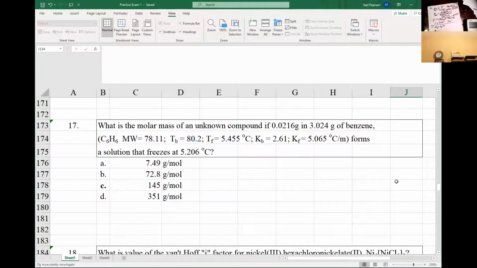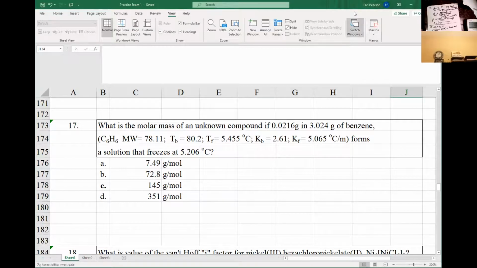So delta T is 5.455 minus the smaller number, 5.206. That's my delta T. That's equal to K sub F. K sub F from the data is 5.065 degrees C per molal times M.